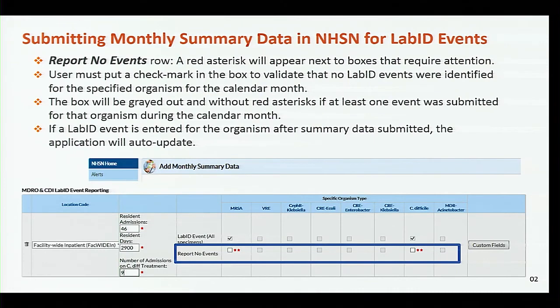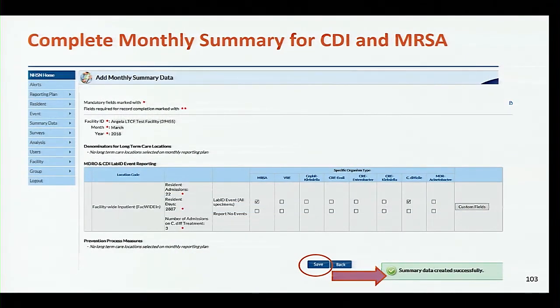Okay, I've already talked about this. So now I've just confirmed that, yes, I did my due diligence. I performed surveillance for MRSA and C. difficile for the month, and our facility is so good that we had 0 events to report. So I put my check marks in the box. And once you click Save, you should see the message that says your summary data was created successfully, and that lets you know that you have successfully entered your monthly summary data.